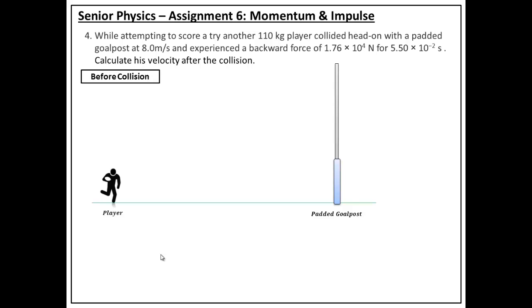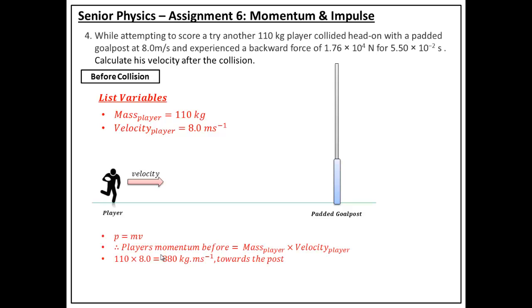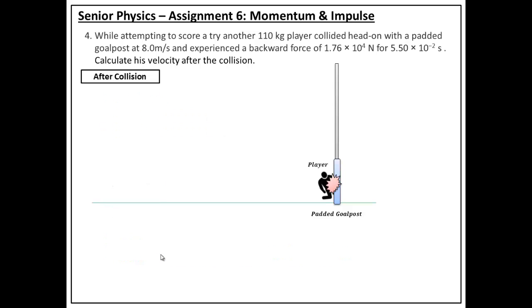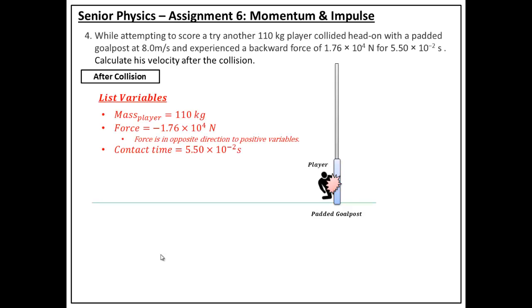We are given in the question both his mass and initial velocity, and using our momentum equation we can calculate an initial momentum of 880 kilogram meters per second towards the post. Now the player experiences a change in velocity when colliding with the post, and therefore a change in momentum. We can calculate this change in momentum by using our impulse equation and using the given variables of force and time that the force was applied.